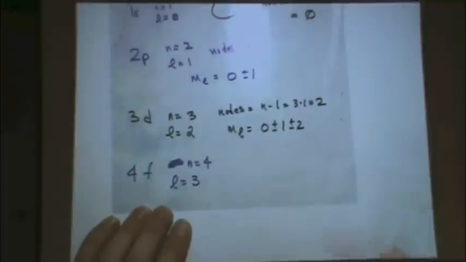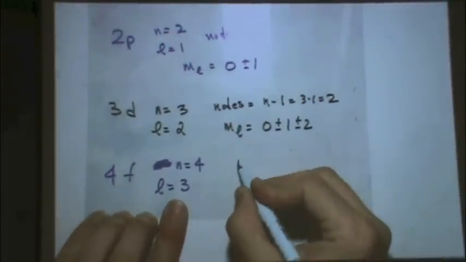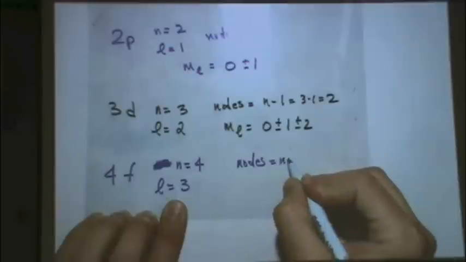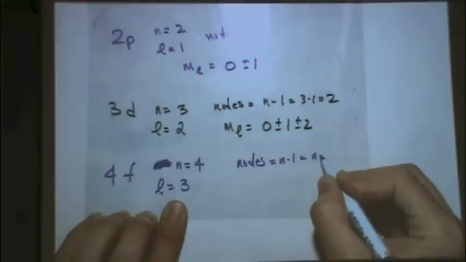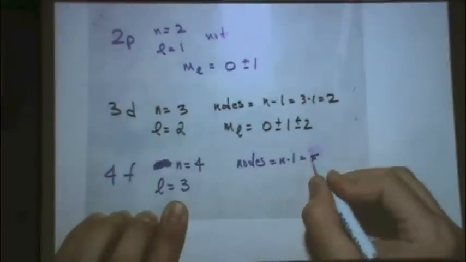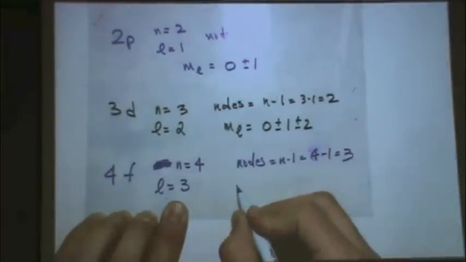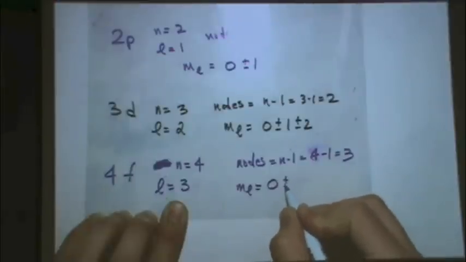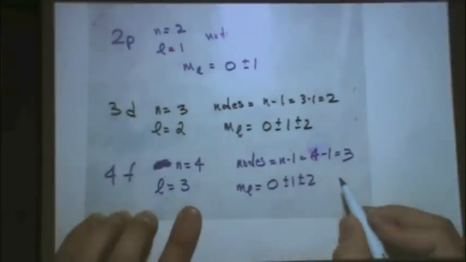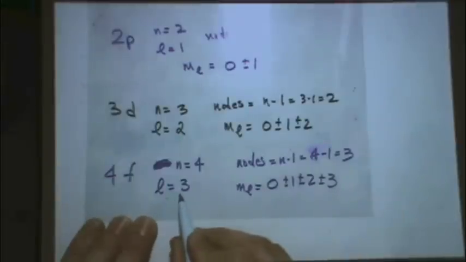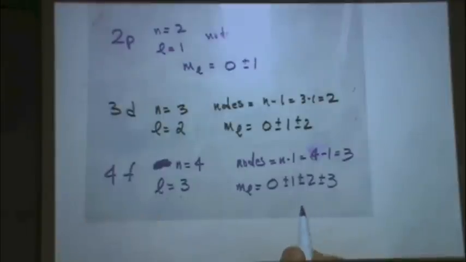This would just be the smallest or lowest energy. Okay, how many nodes are we talking about here? Yeah, n minus 1, or 4 minus 1, which is 3. m sub l is 0, plus or minus 1, plus or minus 2, anything else? Plus or minus 3. It's between plus l, plus 3, and minus l, minus 3. So how many m sub l values are there? Total of 7 different m sub l values. That means there are 7 different f orbitals.